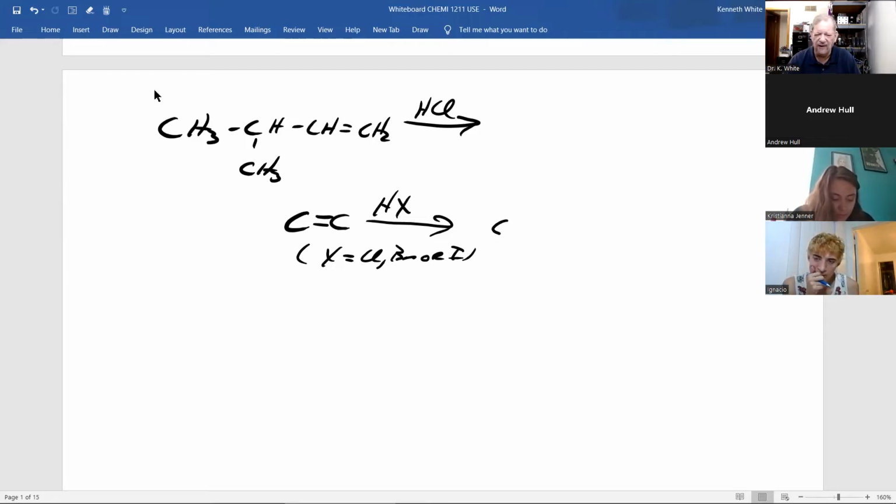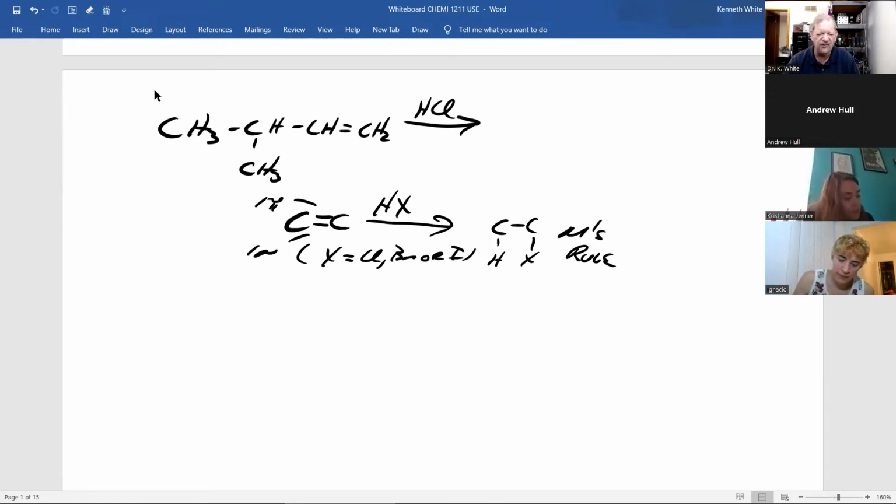All right, you break the pi bond. Remember, there's one pi bond and one sigma bond. You break the pi bond; sigma or single bonds you don't break. One carbon gets H, the other gets X. It follows Markovnikov's rule: the carbon of the double bond with the most hydrogens gets the hydrogen, the other carbon gets the halogen.